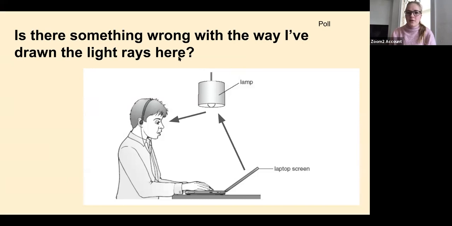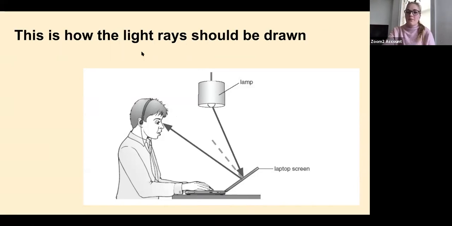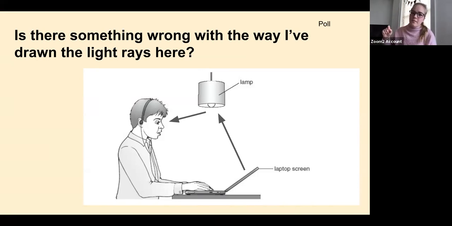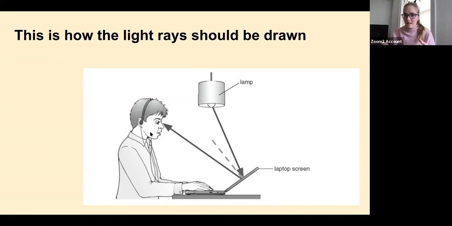Great, so many of you guys are saying that there is something wrong with the way I've drawn the light rays, which is correct. So these are not drawn correctly. The way they should be drawn is like this. In the previous diagram, I had the rays of light going from the laptop screen to the lamp and then to our eyes, but that can't be right because the laptop screen is reflecting the light from the lamp to our eyes. So the ray of light is going from the lamp to the laptop and then being reflected to our eyes. And you guys caught my mistake there, so that's excellent.